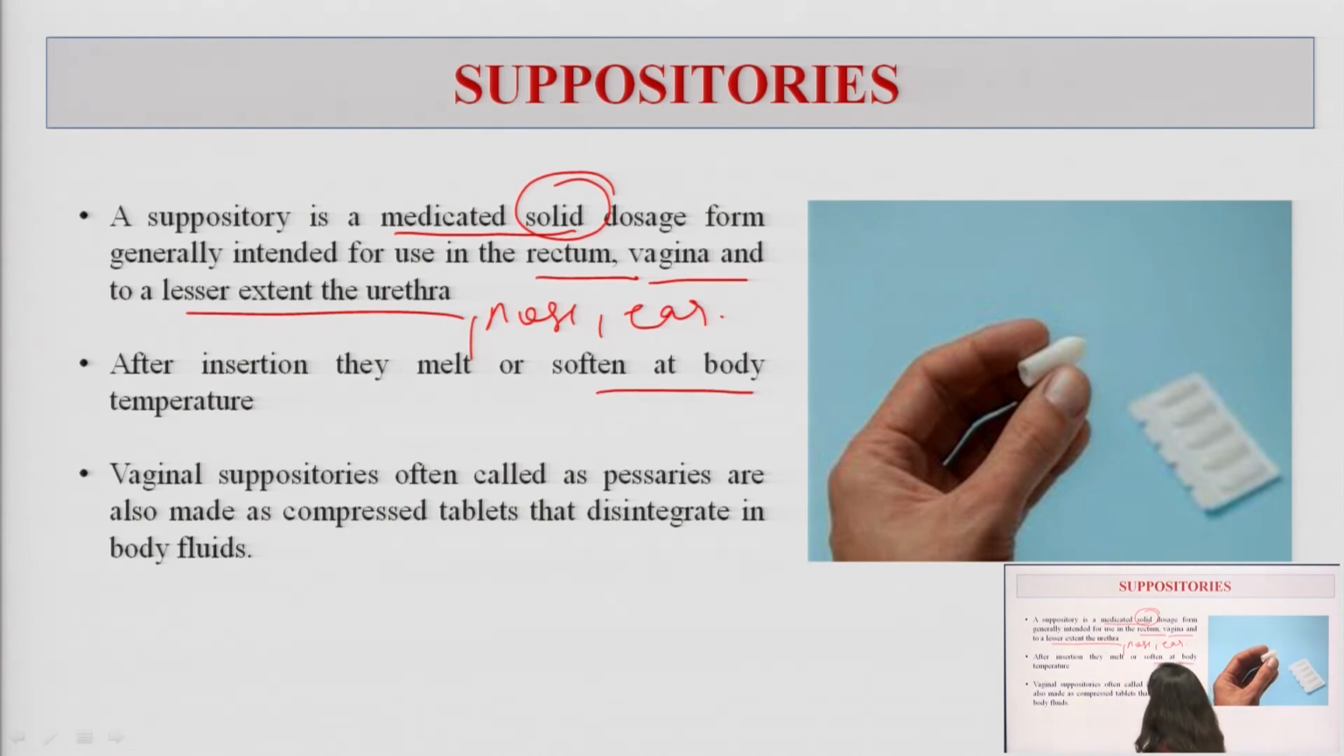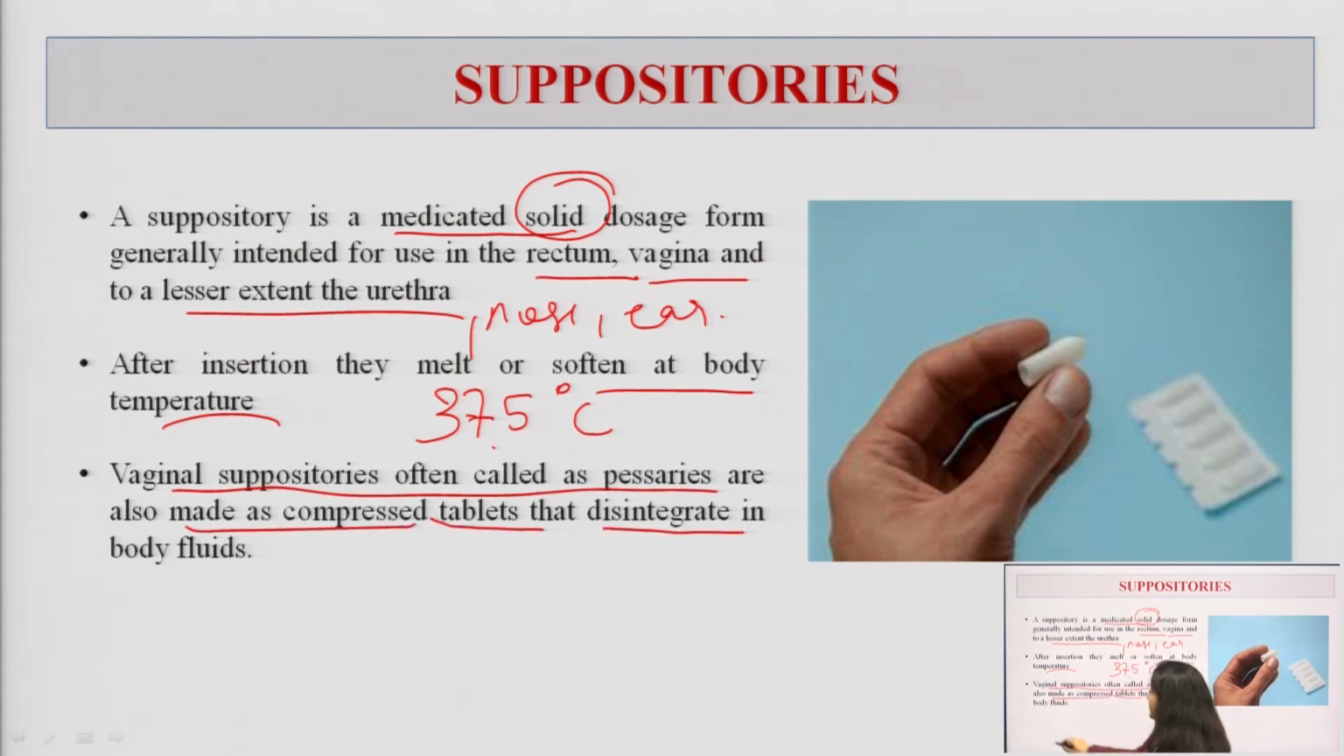Another thing is that after insertion they melt or liquefy at body temperature. As I said, at room temperature suppositories are solid, but whenever we insert a suppository into a particular organ, it melts because of the heat that our body maintains, that is 37.5 degrees Celsius. At this temperature, it is mandatory for a suppository to melt. If the suppository does not melt, there is an issue and the medicament may not get stabilized there. Hence, in order to produce a particular action, it is necessary for the suppository to melt on the area where it is applied. Now, vaginal suppositories are often called pessaries, and they are made as compressed tablets that disintegrate in the body fluids.